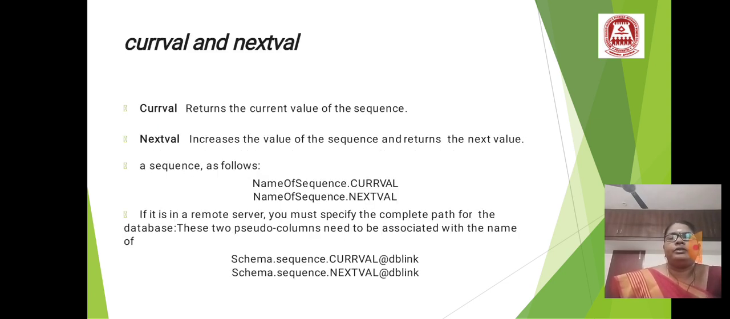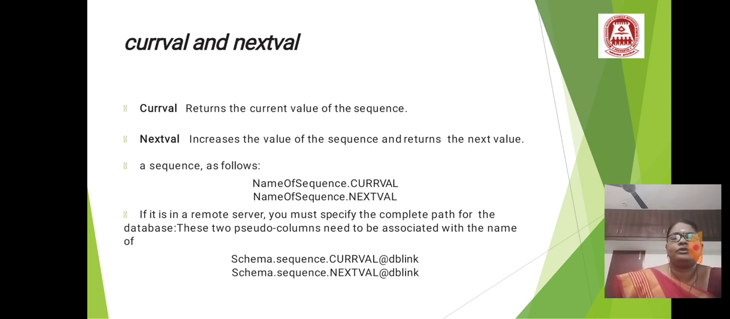So now we are going to discuss the pseudo columns CURRVAL and NEXTVAL. CURRVAL returns the current value of the sequence, the value we actually have, and NEXTVAL increases the value of the sequence and returns the next value. If you want to run an iteration, we can make use of NEXTVAL. So a sequence makes use of the pseudo columns like this.